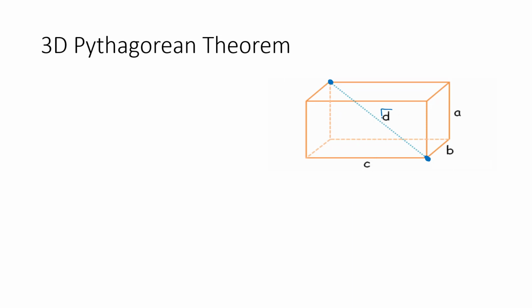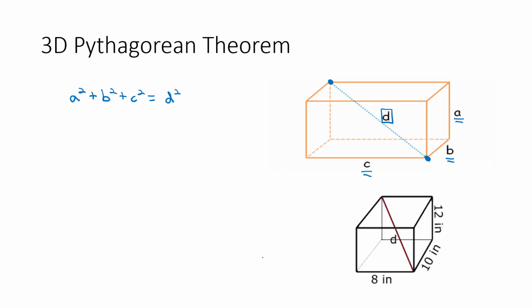Now, we have an extra letter to represent the hypotenuse. This time we'll use D to represent the hypotenuse, and A, B, and C to represent the 3 distances. And it turns out the Pythagorean theorem is simply a squared plus b squared plus c squared equals d squared, where d is that hypotenuse, or that long diagonal through the box or through the room.